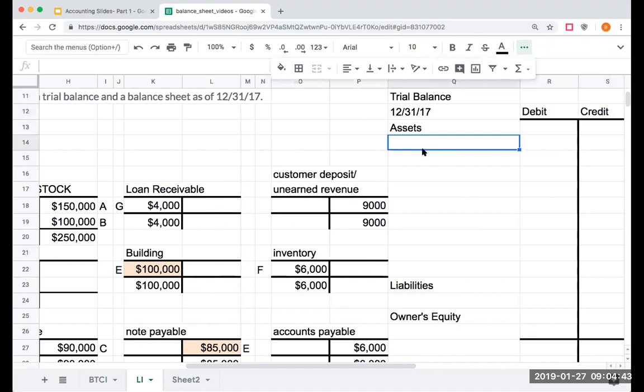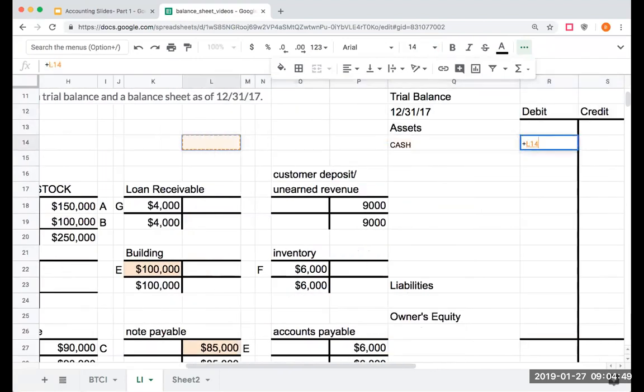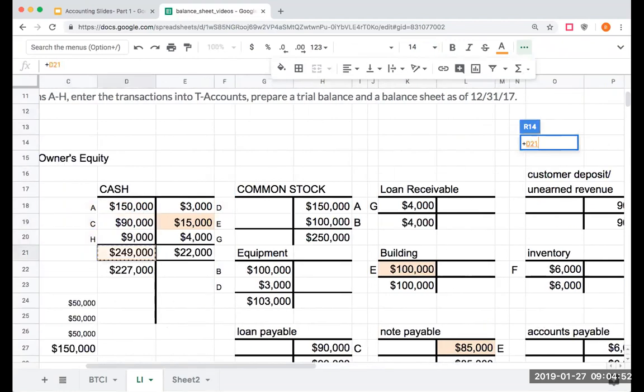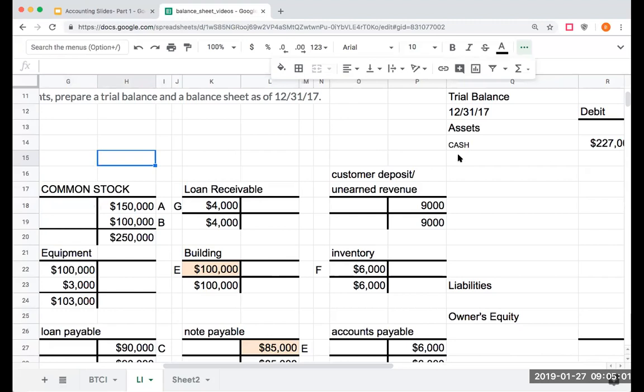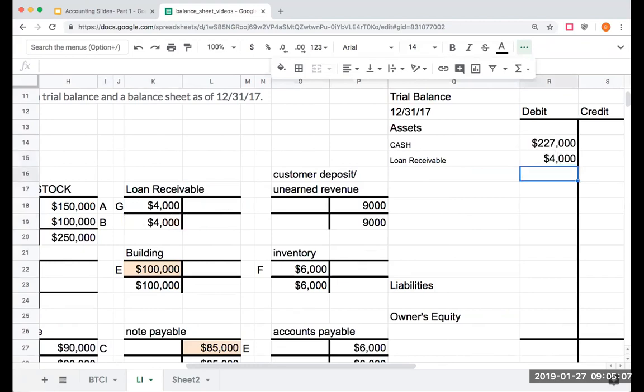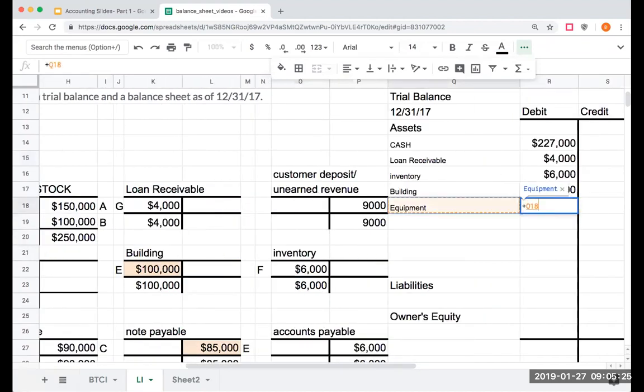So over here for my assets, I'm just going to start listing out my assets. Cash is an asset, and that had an ending balance of $227,000. Common stock is an owner's equity account, so I'm not going to do that here. I'm listing out my assets. I've got a loan receivable here for $4,000. I have inventory of $6,000. I have a building for $100,000. I have equipment for $103,000.